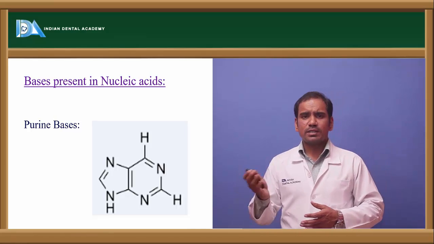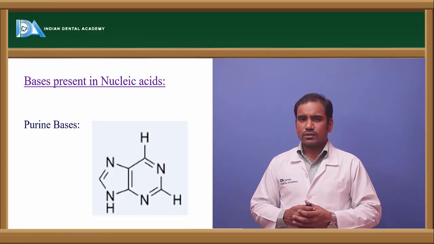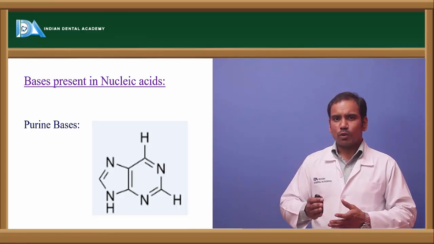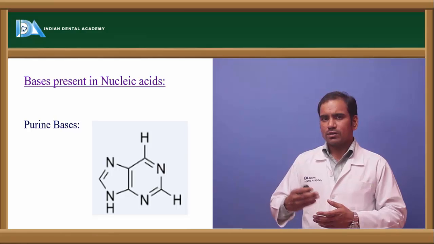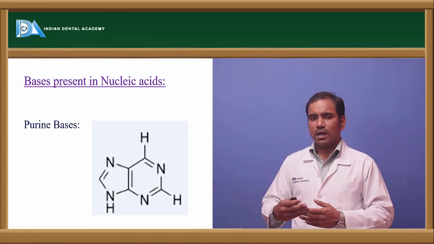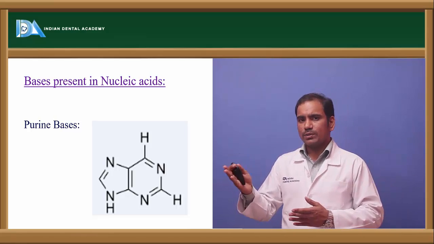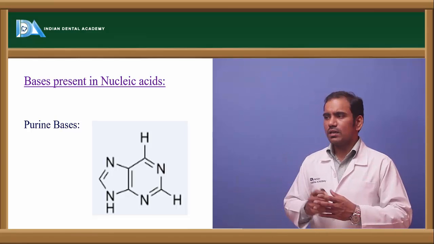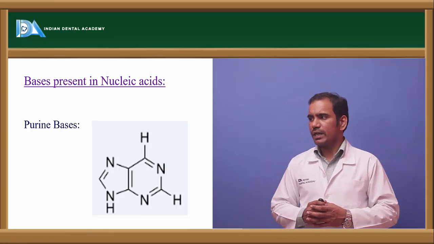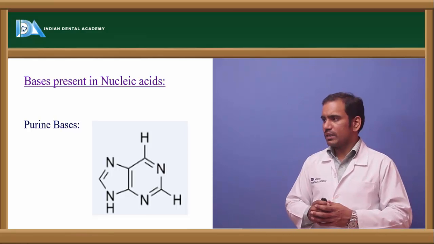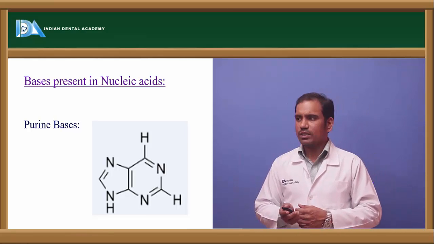So what are the bases present in nucleic acids? We have seen that nucleic acids are the polymers of nucleotides. Nucleotides have different components. One of the components is bases, and those bases are of two types. One is purine and the other one is pyrimidine. Purine bases have two rings, a 6-member ring and a 5-member ring. A fused ring is present in the case of purines.